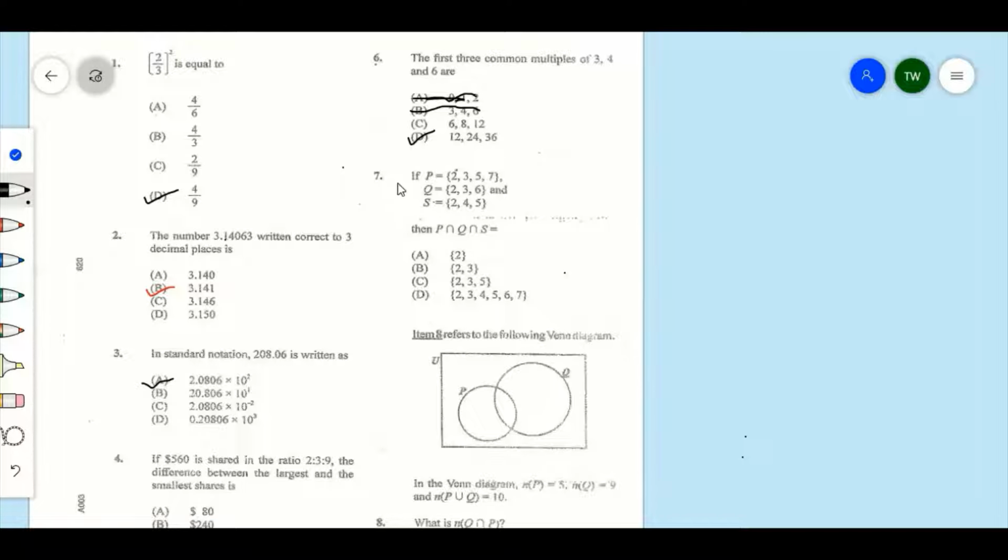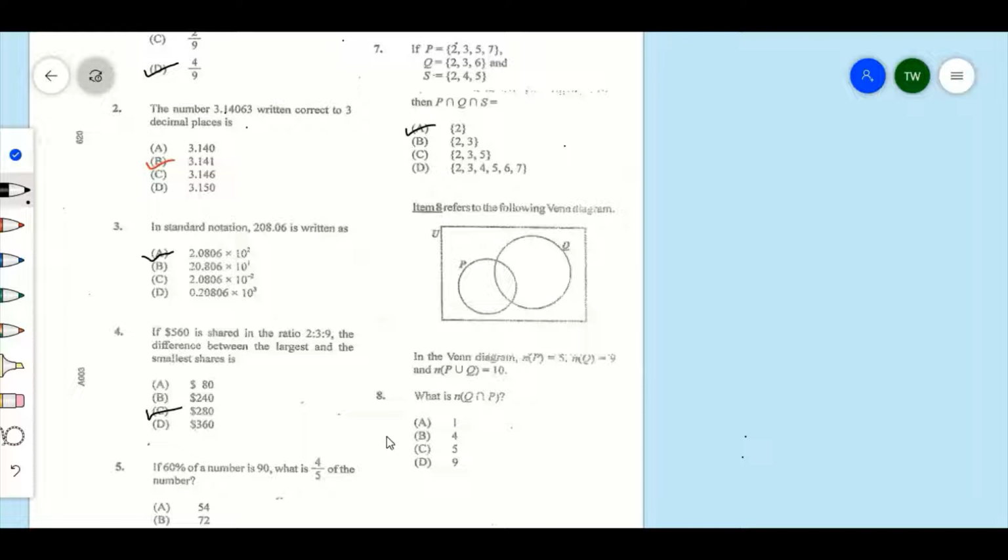Now for question 7, if P is equal to {2, 3, 5, 7}, Q is equal to {2, 3, 6}, and S is equal to {2, 4, 5}, then P intersect Q intersect S has to be 2 because 2 is common to all three sets. All right, so the answer here is straightforward. It's going to be A, right?